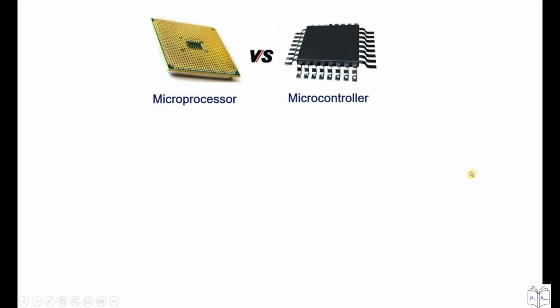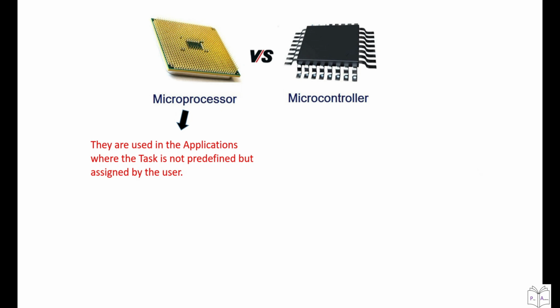Now we'll see the difference between a microprocessor and a microcontroller. Microprocessors are used in applications where the task is not predefined but assigned by the user then and there. For example, in a laptop, a microprocessor is used. You know that a laptop can be used for many applications such as word processing, PowerPoint, Excel, to run software programs, to watch movies, to listen to music. For this kind of application, a microprocessor will be used.